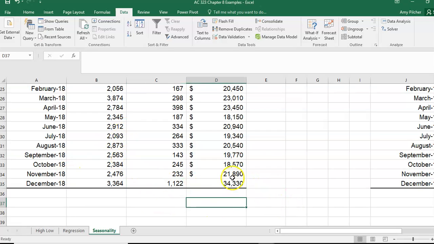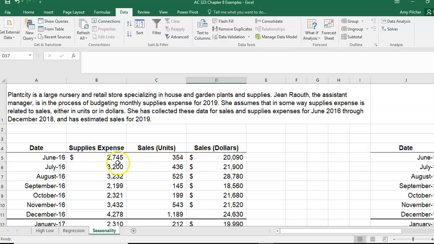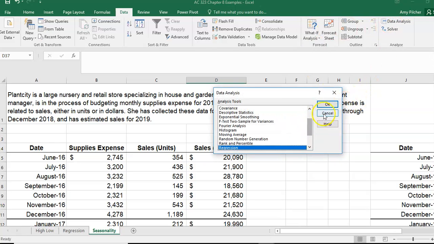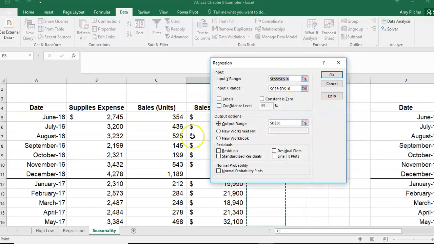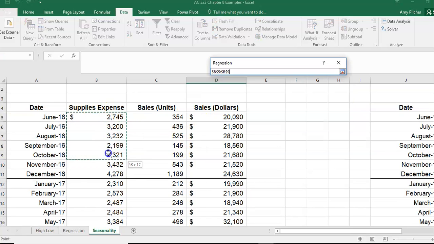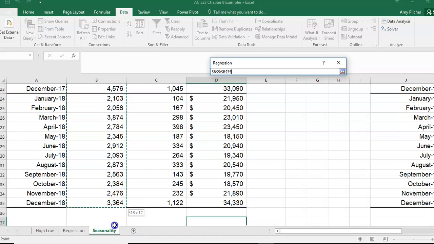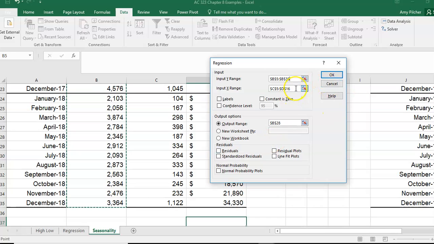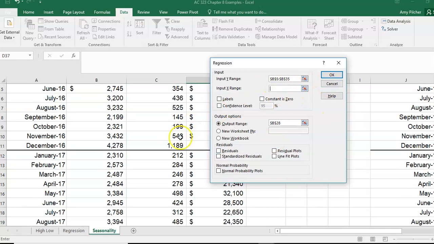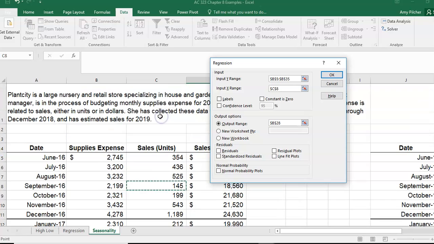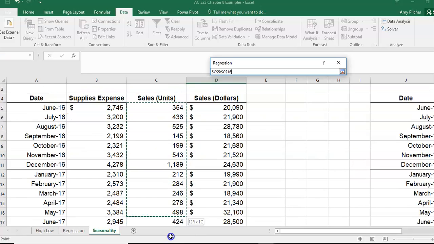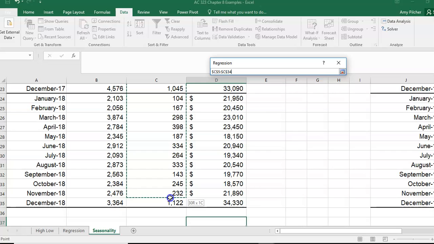And so first we'll run a regression analysis. We're going to run it based on sales units and one based on sales dollars to try to determine which one is a better indicator. So in our regression analysis, supplies expense is our Y. And then we need to choose whether we're looking at units or sales dollars. So let's look at units first.